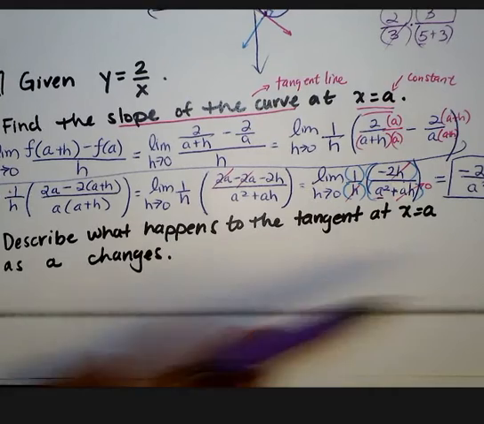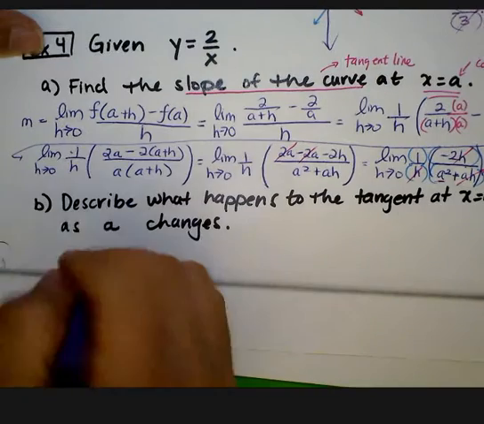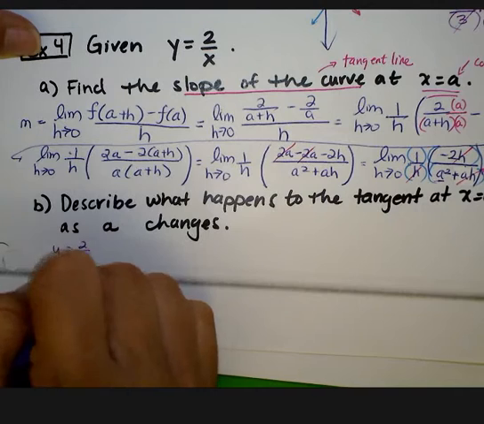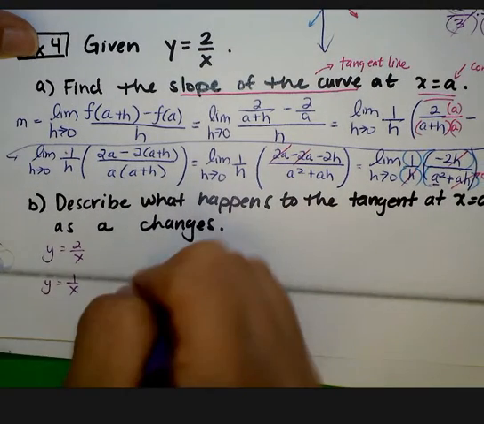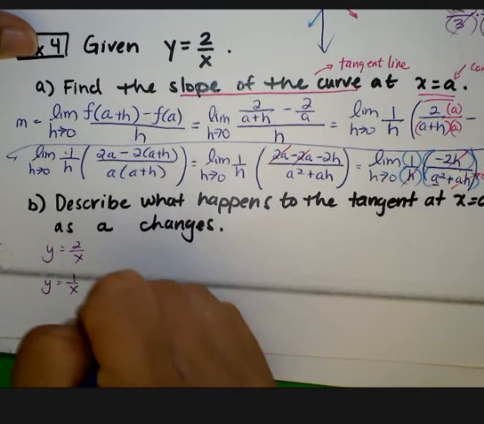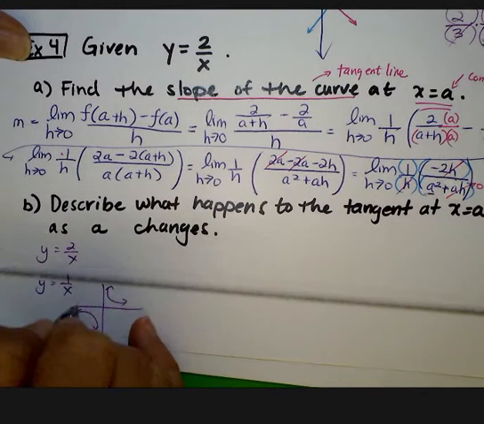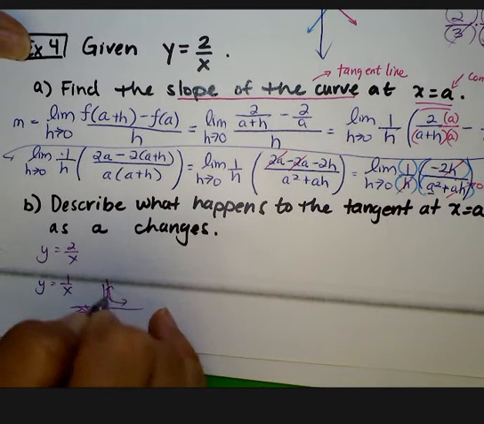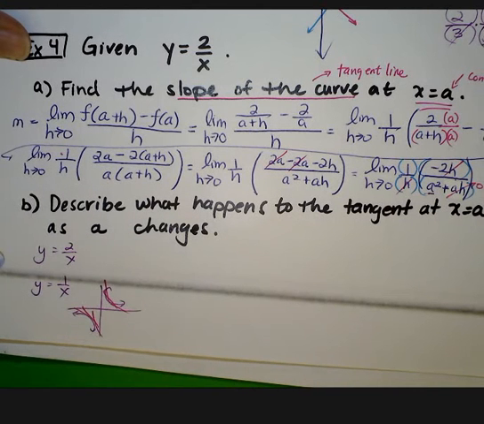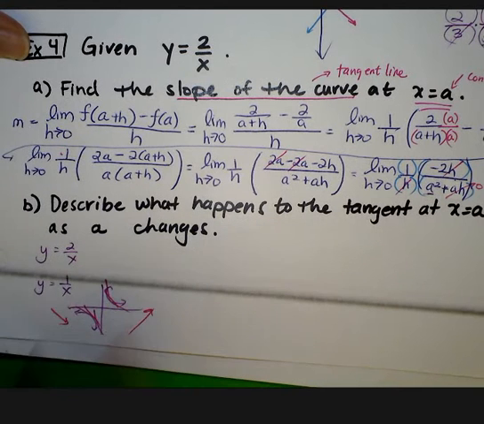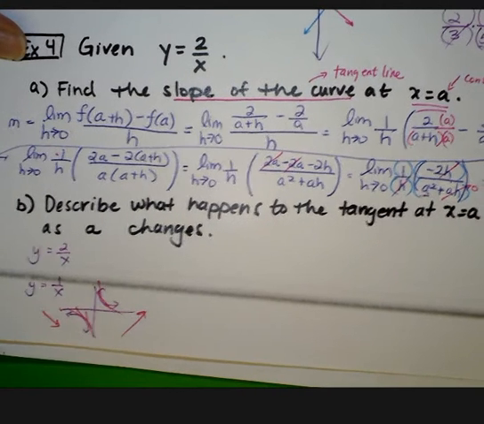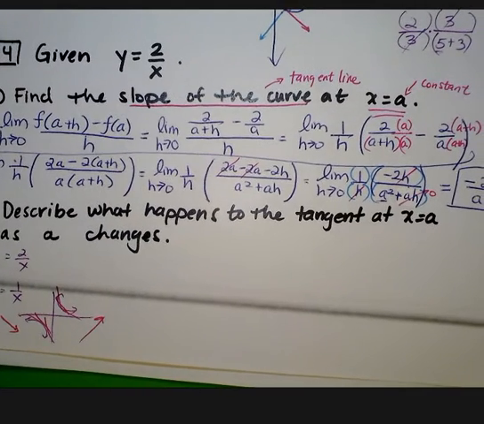If you think about it, do you guys know how to graph 2 over x? The parent graph is y equals 1 over x, right? Which is a hyperbola. And that tangent is always going to have a negative slope. Do you see what I'm saying? The tangents always have a negative slope. There are no tangent lines that go this way. The tangent lines always go this way. So at least let's record that.